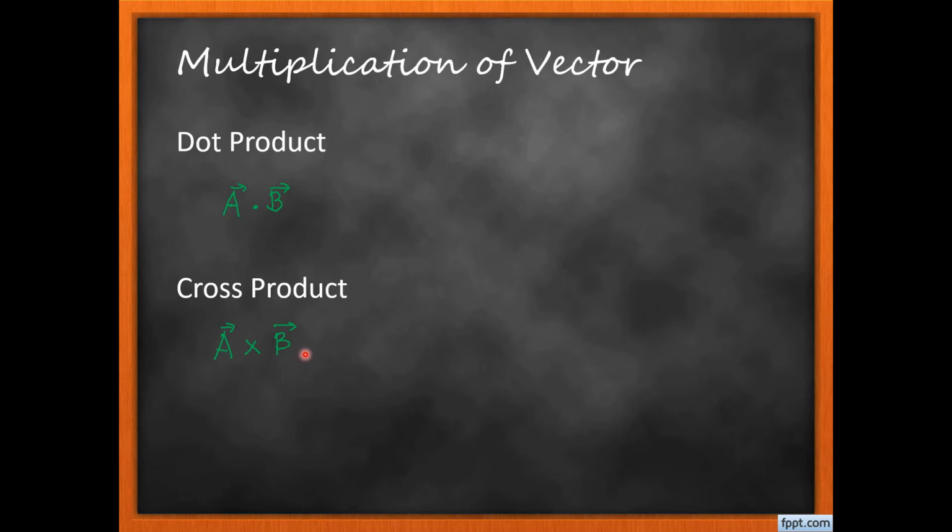Patatandaan lang natin dito sa multiplication of vector na yung ating vector A at yung ating vector B ay parehas na vector. Kaya natin siya tinawag na vector A and vector B. Magkaiba kasi kapag scalar A and vector B. Yun yung example natin ng kauna-unahang topic natin dito sa statics of rigid bodies.